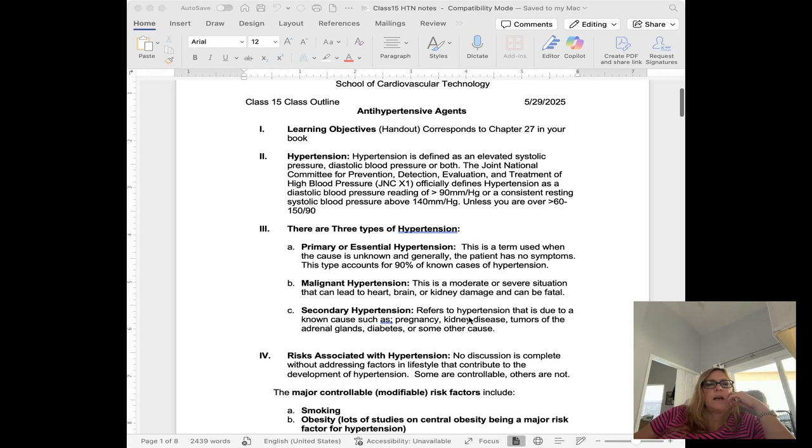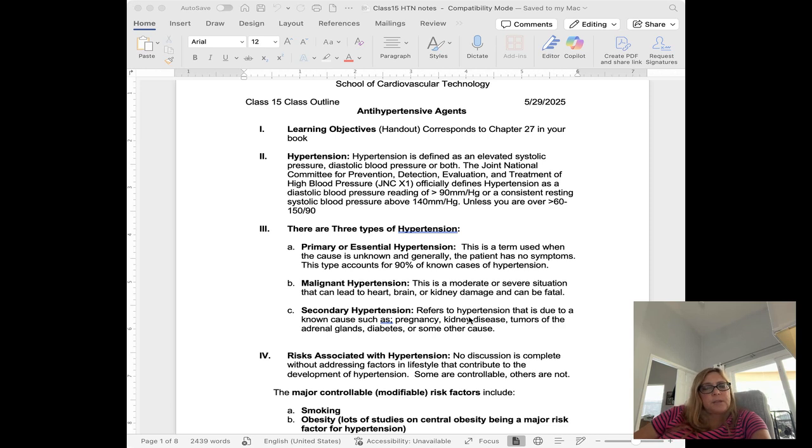Hypertension is defined as an elevated systolic pressure, diastolic blood pressure, or both. The Joint National Committee for Prevention, Detection, Evaluation, and Treatment of High Blood Pressure, also known as the JNC, is up to the JNC 11. It officially defines hypertension as a diastolic blood pressure reading of over 90 millimeters of mercury or a consistent resting systolic blood pressure above 140 millimeters of mercury. If you're over 60, though, the definition will be 150 systolic over 90.